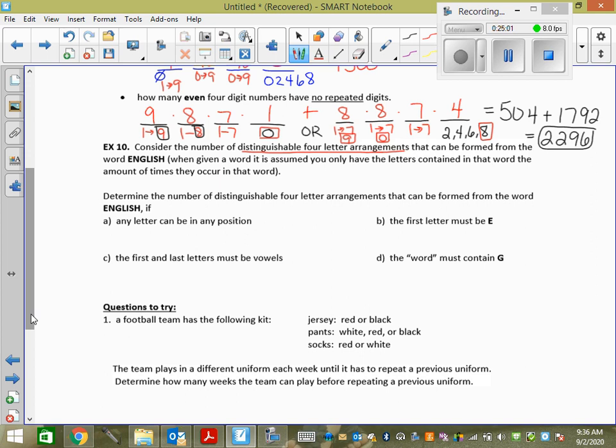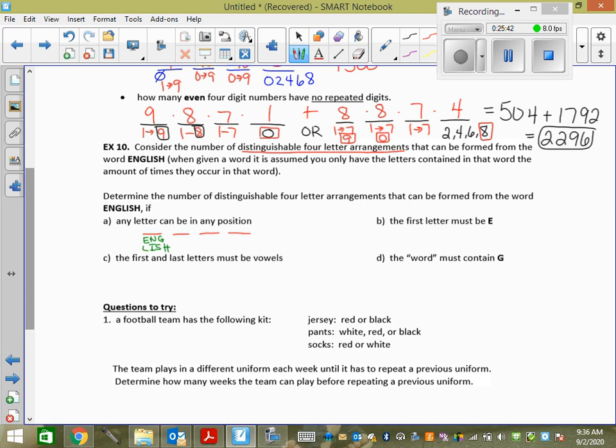So, it says, consider the number of distinguishable four-letter arrangements that can be formed from the word English. When given a word, it's assumed you only have the letters contained in that word, the amount of times they occur in that word, okay? So, determine the number of distinguishable four-letter arrangements that can be formed from the word English if any letter can be in any position. So we have 4 blanks. We're doing a 4-letter word. There's no restrictions, so I can start wherever I want. I'm going to show this long form, but you're probably not going to do this after a while. So in this blank, I could have E-N-G-L-I-S-H.